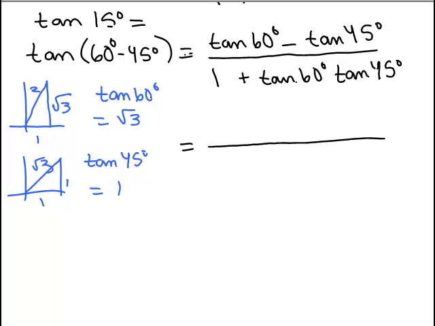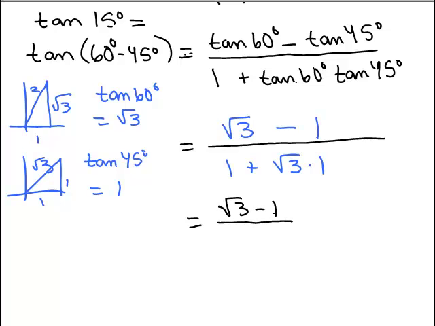So we've got the tangent of 60 degrees, which is square root of 3, minus the tangent of 45, which is 1, over 1 plus the tangent of 60 degrees, which is square root of 3, times 1. What's cool about using 60 instead of 30, by the way, is that we didn't get a complex fraction, so that was kind of nice. So we've got square root of 3 minus 1 over 1 plus square root of 3. But this is not simplified because I have an irrational number in the denominator. So let's rationalize the denominator.